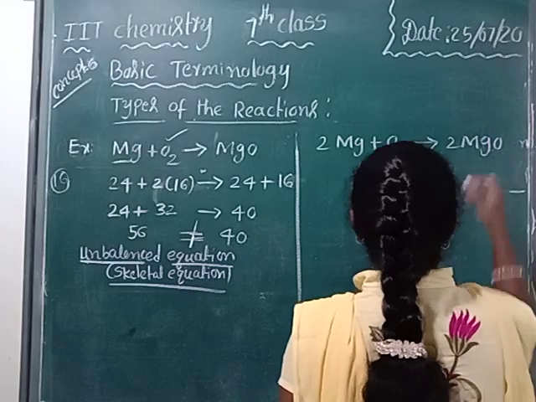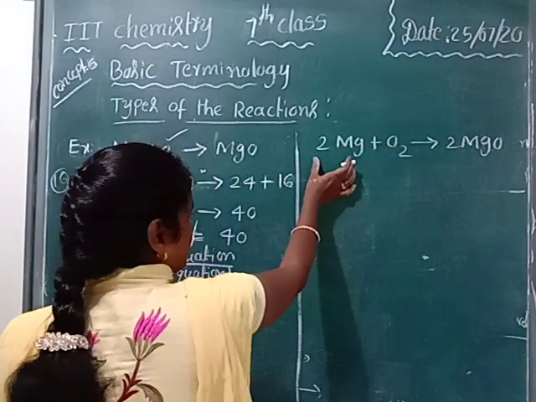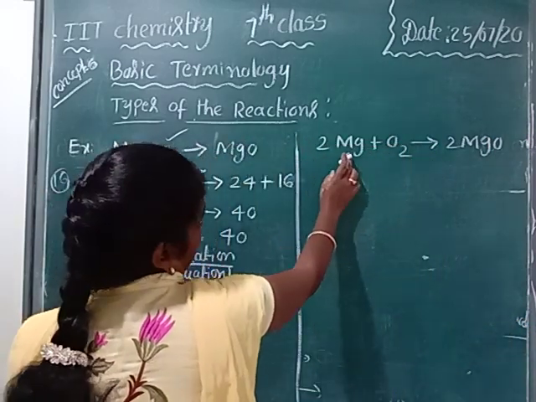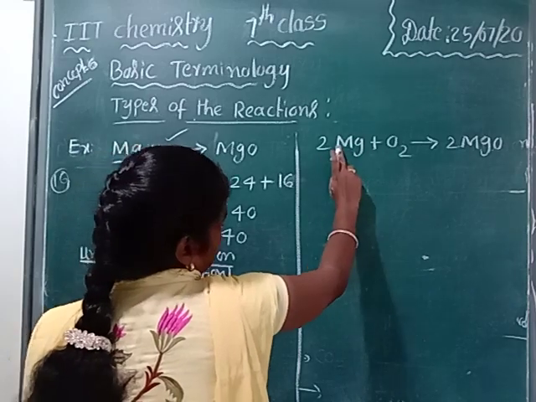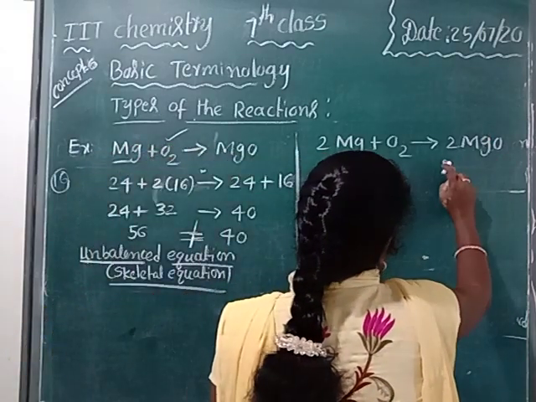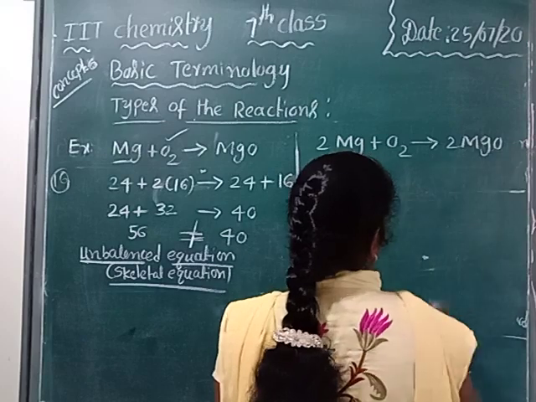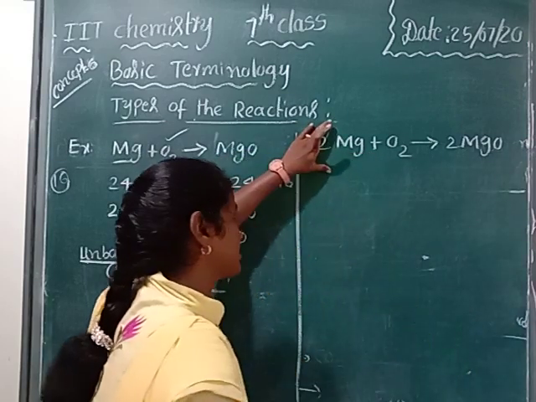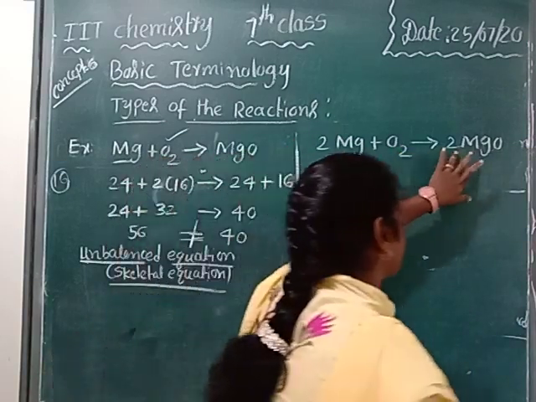Is this a balanced equation or not? Balanced. Why? Here there are 2 magnesiums and 2 oxygens, and here also 2 magnesiums and 2 oxygens. The number of atoms on the left-hand side is equal to the right-hand side.